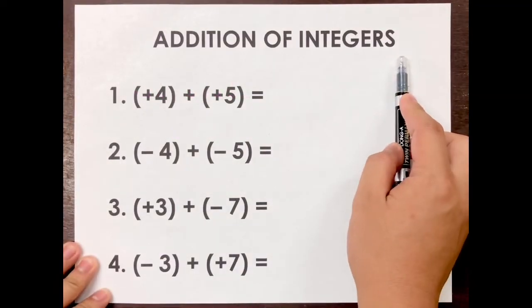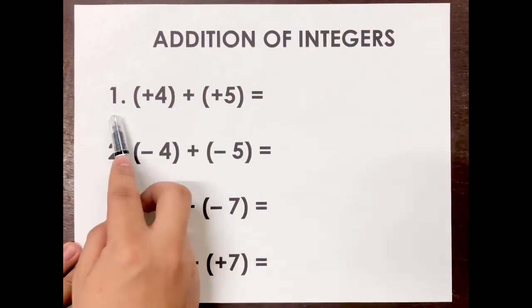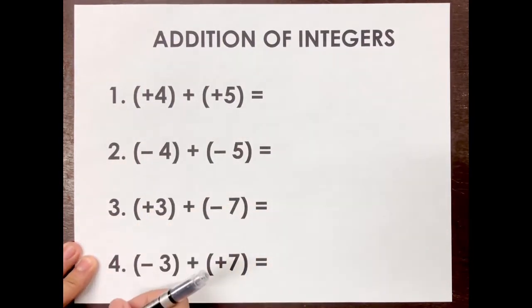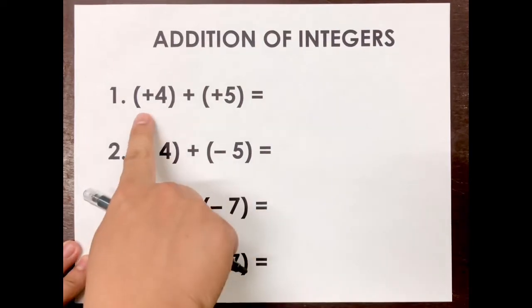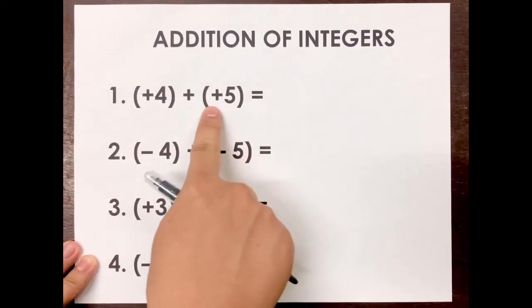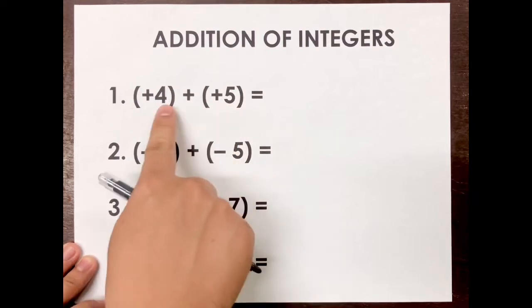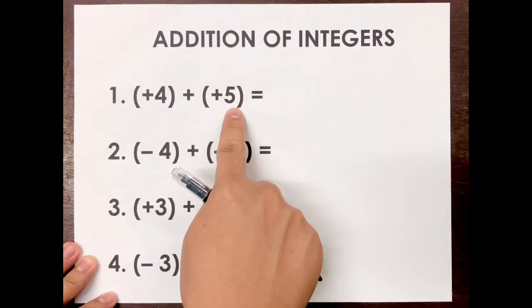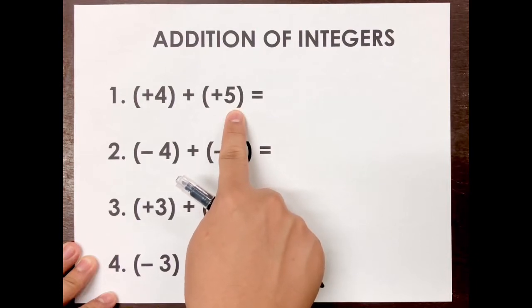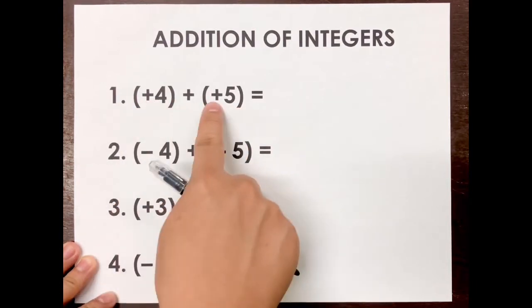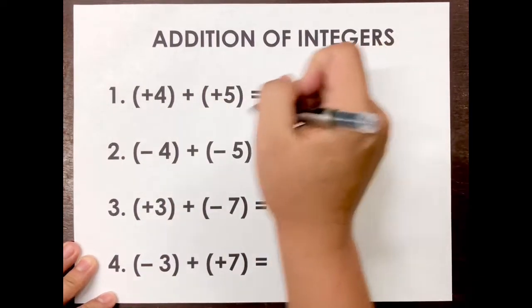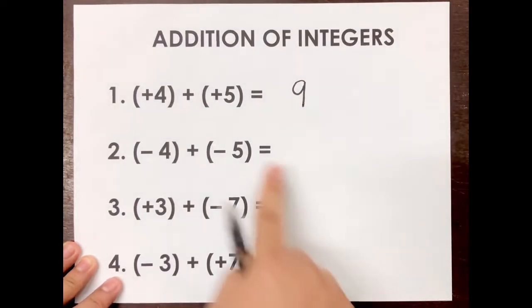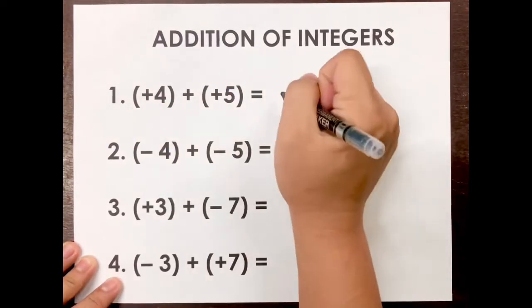Addition of integers. So we are now going to apply the rules in adding integers. Let's have number 1, positive 4 plus positive 5. And as you can see, they are of the same signs. They are both positive. So using the rule, we're going to add their absolute values. The absolute value of 4 and absolute value of 5 has a sum of, that's correct, it's 9. And we are going to adapt their common sign, which is positive.